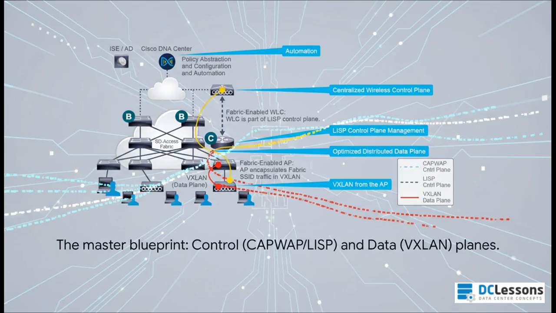Just look at the distinct paths here. You've got CAPWAP, which is for control traffic. You have VXLAN, which handles the actual user data. And then there's LISP, which manages the whole control plane. This separation is exactly what makes the architecture so powerful and efficient.